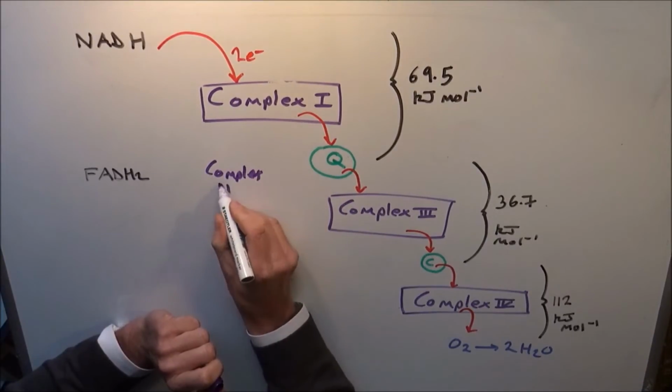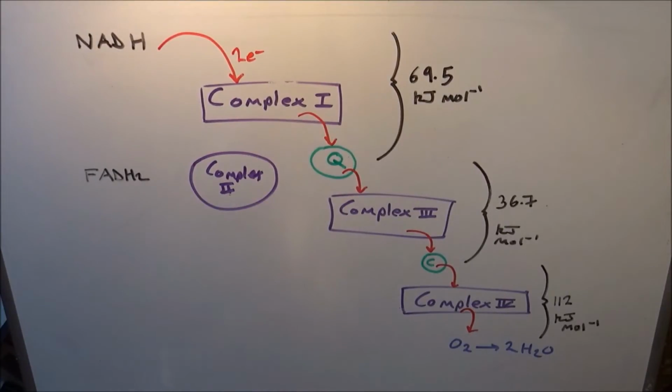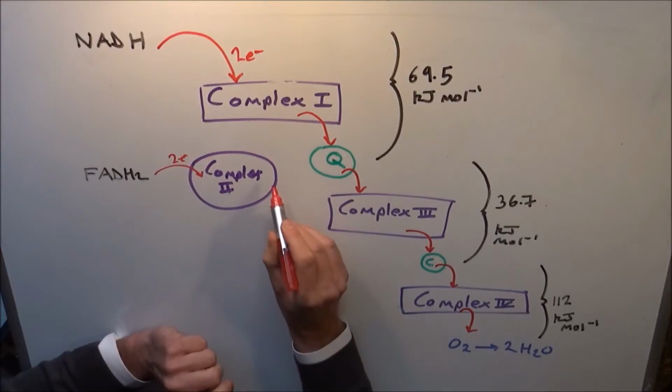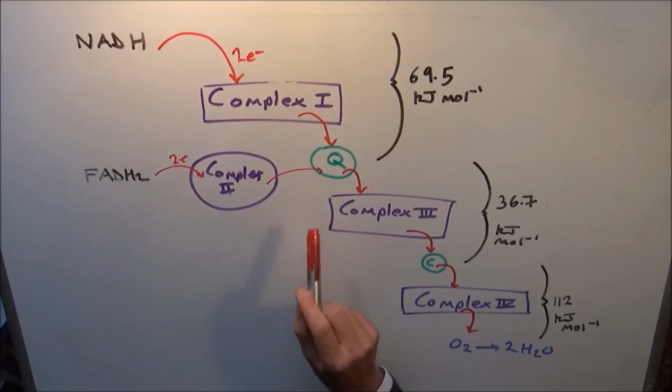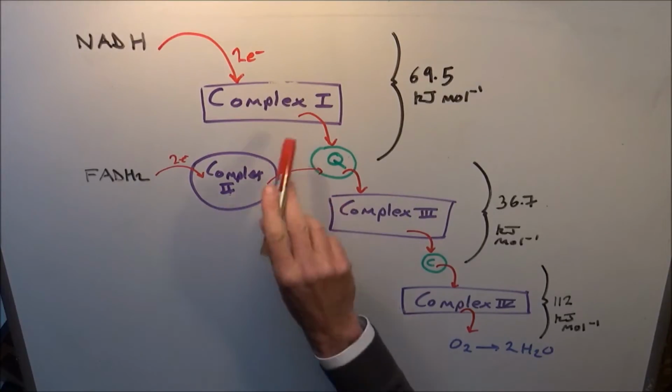So I'll put complex 2 like that. FAD releases its electrons into complex 2, and then they feed into this Q. This Q is able to move around in the membrane between complexes 1, 2 and 3. It's rather like a shuttle bus at an airport between the terminals.